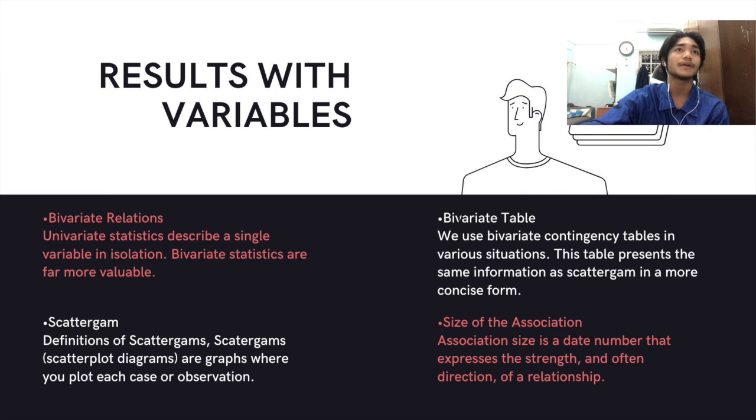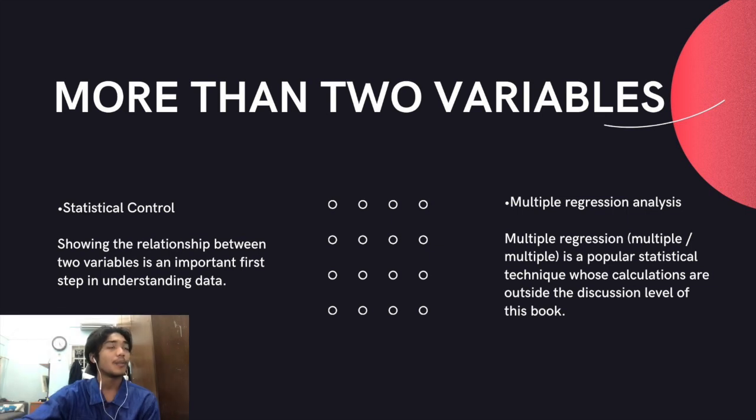Results with two variables. Bivariate relationships. Univariate statistics describe a single variable in isolation. Bivariate statistics are far more valuable. Scattergram. A scattergram, or scatter plot diagram, is a graph where you plot each case or observation. Bivariate table. We use the bivariate contingency table in various situations. This table presents the same information as a scattergram in more concise form. Size of the association. Association size is a number that expresses the strength and often the direction of a relationship. More than two variables. Statistical control.